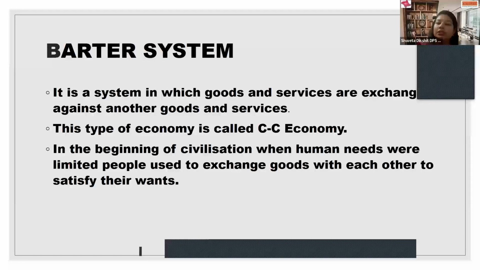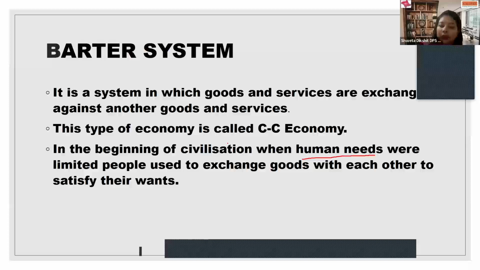Because this is all about the consumers, that means it is all about the needs of the two consumers. It is also known as the C2C economy. It was very much possible in the beginning of civilization when human beings were limited. There were human beings living in a very small society, in a very concise area, or in a confined place with very limited needs. So, to satisfy their needs and wants, it was very easy for them to depend on each other.